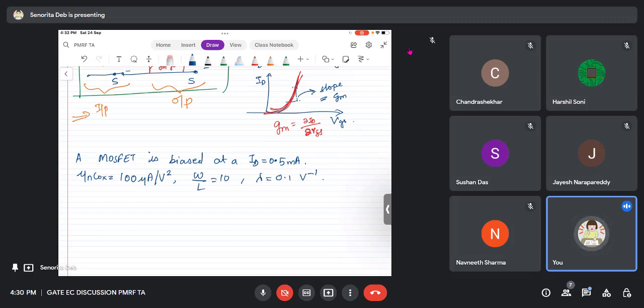Mark all the value units. Okay, that is very important. W by L is the aspect ratio. The units have cancelled out. All others are having units, right? So now what they have asked: calculate gm and r naught.